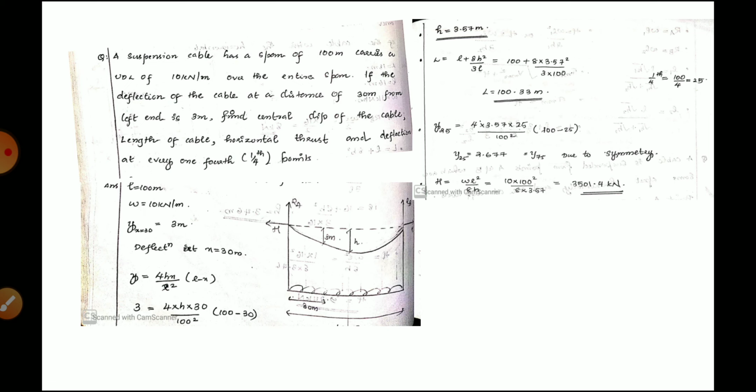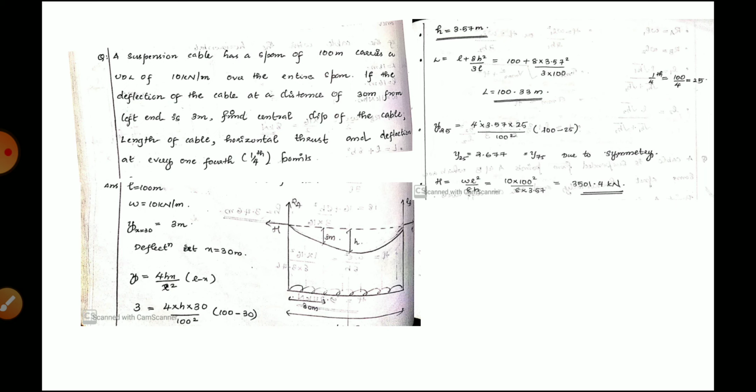Now the length of the cable, we know the formula capital L is equal to small l plus 8h square by 3l. The values of l and h are known. So substituting, you'll get capital L as 100.33 meter. So the length of the cable is also found out. Now the horizontal thrust is WL square by 8h. Substituting the values, you will get it as 3501.4 kilonewton.